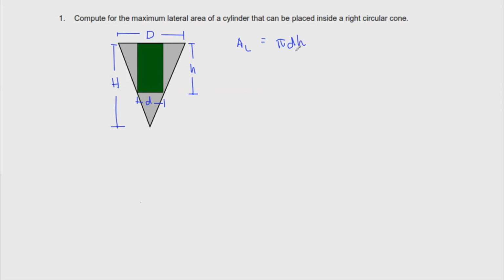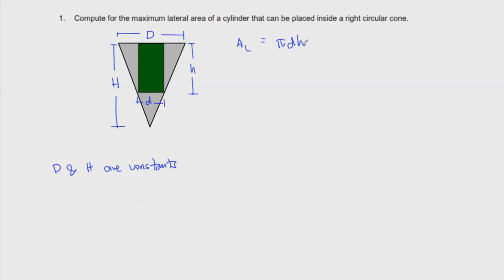So now, to be able to find the relationship between d and h with all the variables that are presented here, we should also note that capital D and capital H are constants. They are constants because we are looking for the largest cylinder, or the maximum lateral area of a cylinder, that can be inscribed in this right circular cone. So basically, the larger figure is fixed, and the smaller one is the one that we need to determine. So that's why capital D and H are constant.